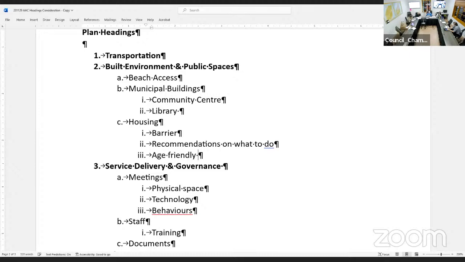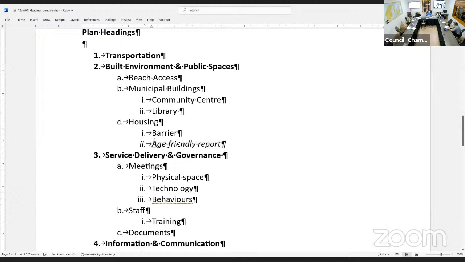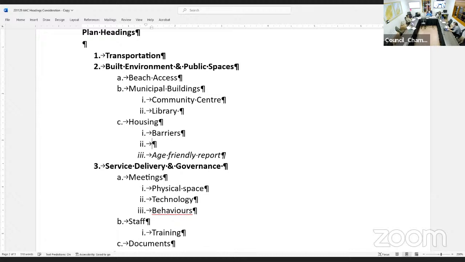In terms of aging in place, assisted living, Snug Cove House, seniors living, or disability, accessible housing should be mentioned in there as a separate category under built environment.